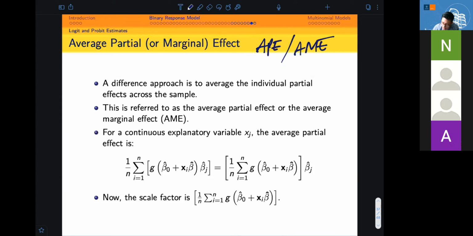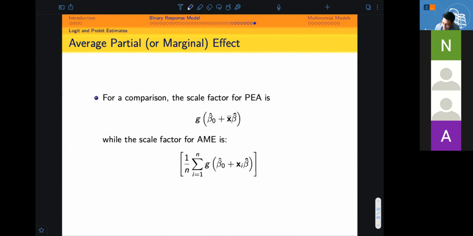The approach is the same. However, we're going to calculate the little g function for all individuals in the data. Given that we have all the g functions for individuals in the data, we're going to sum it up and then take the average. That's why it's called the average partial effect or the average marginal effect. So basically, the scale factor, or the estimate of the little g function, is just going to be the average of the g function at the individual level. That's the idea of the average partial or average marginal effect.